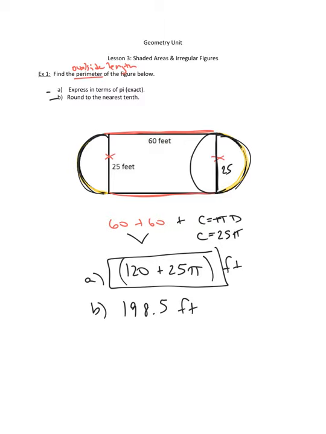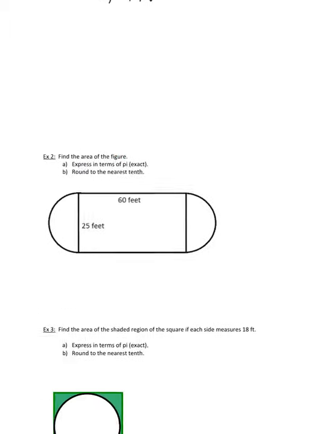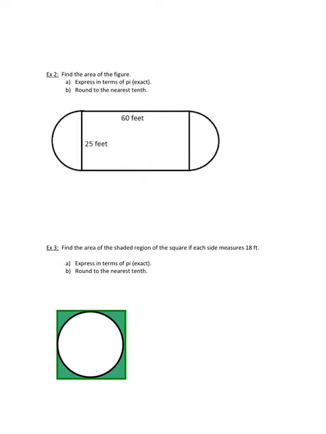Okay, in number 2, we have the same figure, only now we're being asked to find its area. So for area, I'm also going to break this up into two shapes. I have the area of a rectangle, and then I have the area of a circle, because two semicircles make one full circle. So for the area of the rectangle, I'm going to do length times width, which is 25 times 60. And 25 times 60 gives me 1500. That's for the rectangle. Plus, we're going to do pi r squared for the circle.